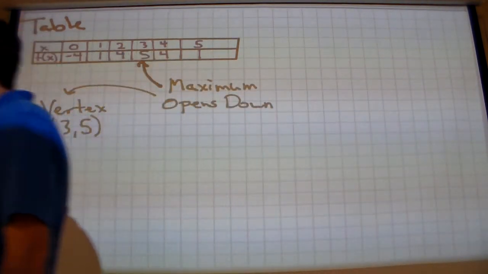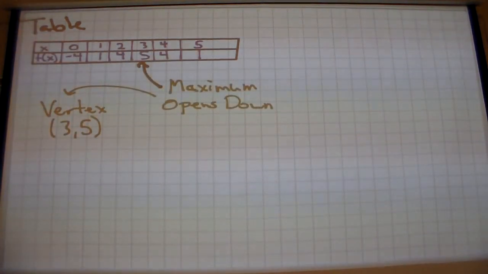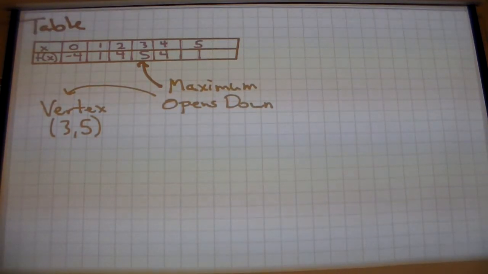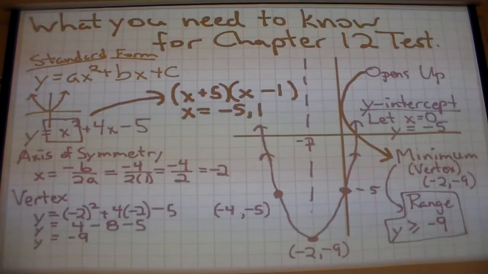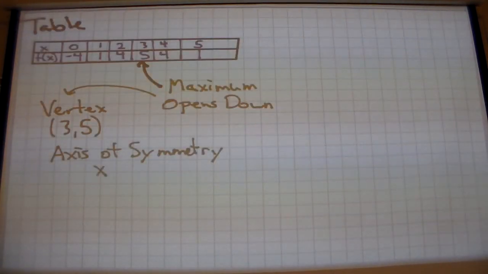So I read it, I know where the vertex is. What would be the axis of symmetry? 5. Is the axis of symmetry the x value or the y value? The y. Go back to here. We found it first. It first gave us the x value, right? Oh, yeah. x. So it's x equals 3. So you find the vertex, and the axis of symmetry is the x value in there.